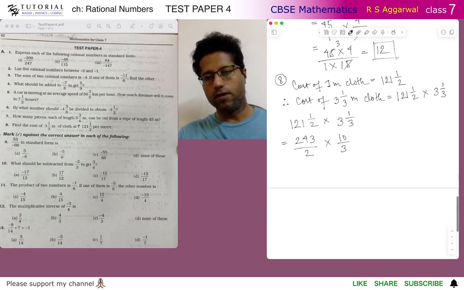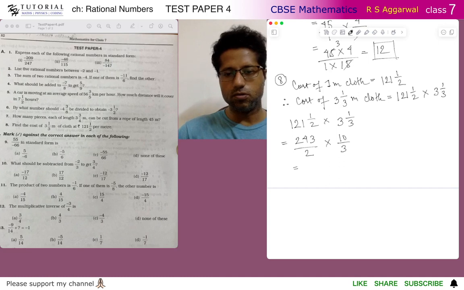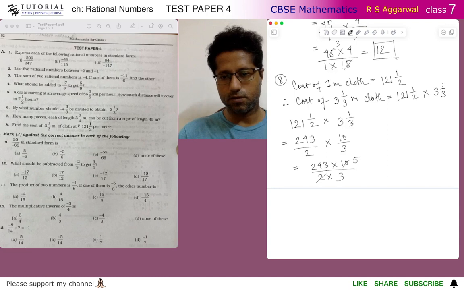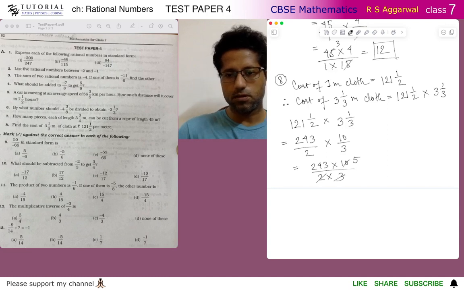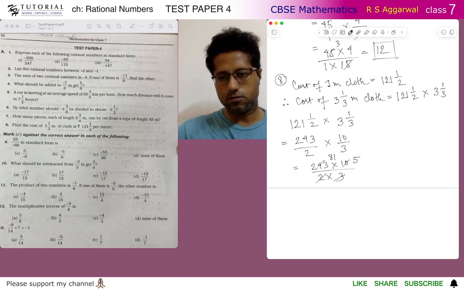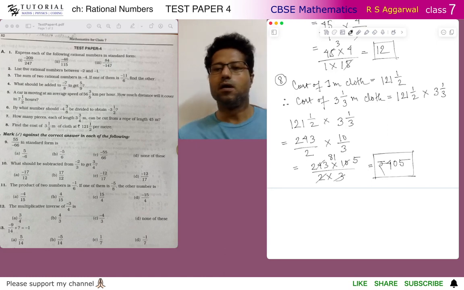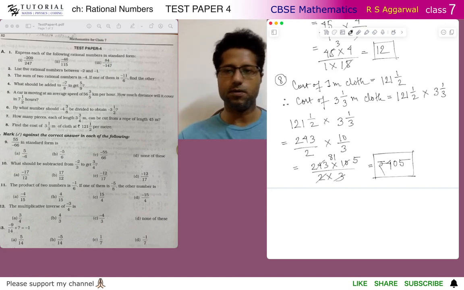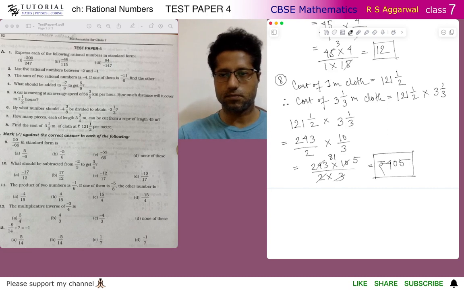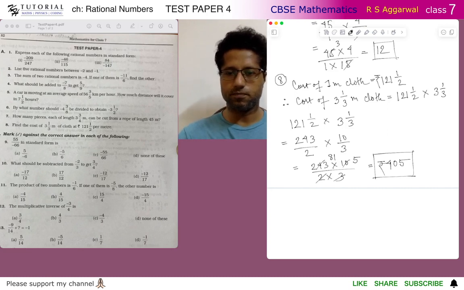Okay. So now we have to multiply these two rational numbers, which will be equal to the product of the numerators divided by the product of the denominators. So after cancellation, what do we get? This is 81. So this becomes 405. So rupees 405 is the answer, the cost of 3 and 1 by 3 meter of cloth, where the cost of 1 meter of cloth is given to be 121.5 rupees. So this was in rupees.